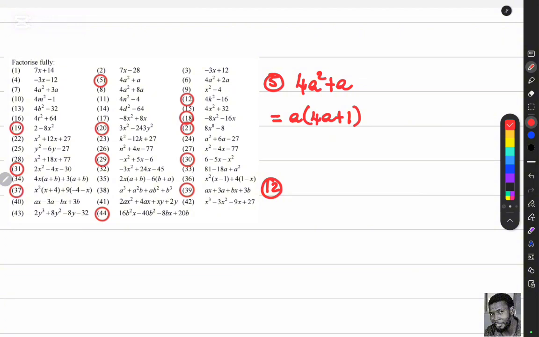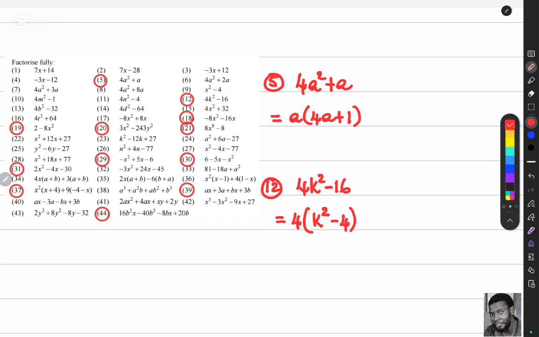Number 12, we've got 4k squared minus 16. So what we need to do firstly here is to make sure that we take out the highest common factor. In this case, we can see 4 is divisible. 4 is the highest common factor in these two terms. So we firstly take out 4. After that, we divide each term by that 4. In this case, it will be 4 into k squared minus 4.